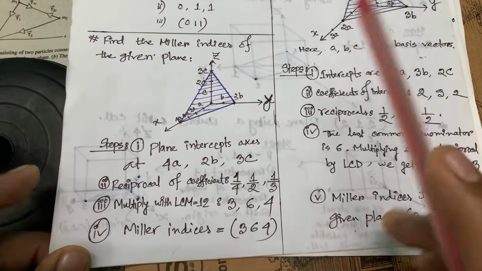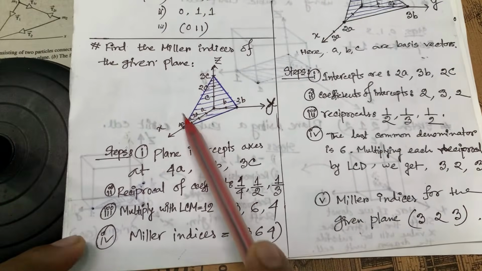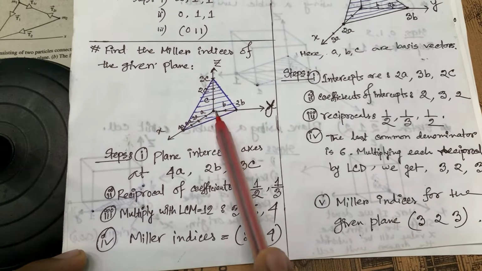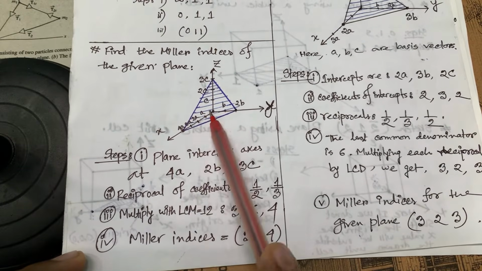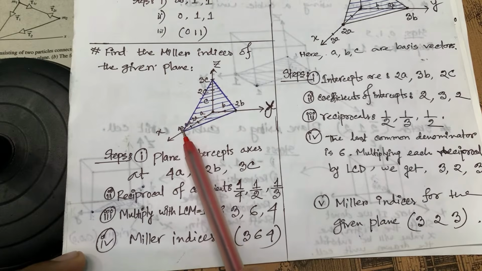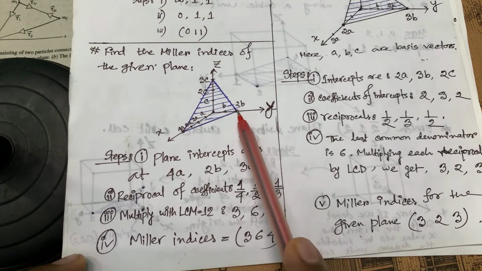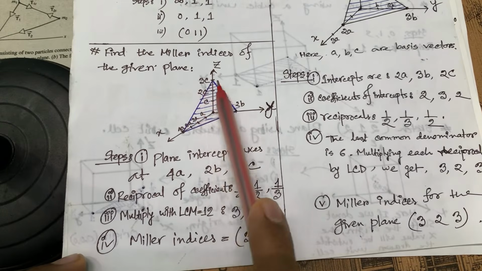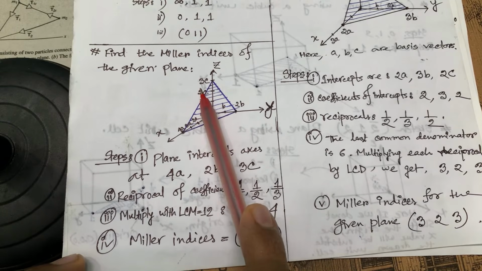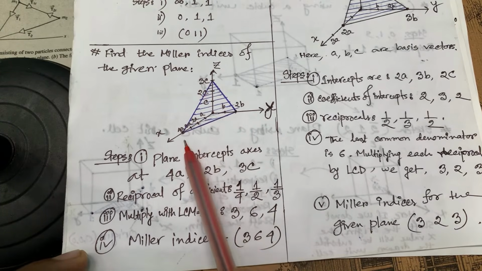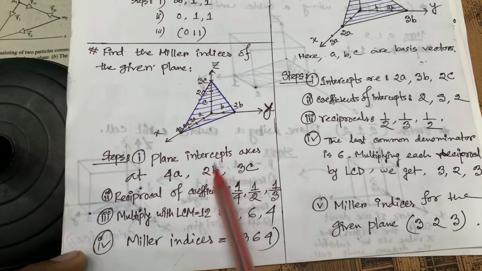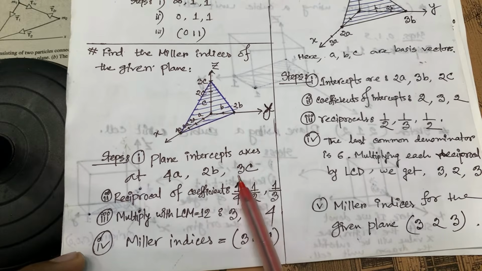Well, as for this problem, you have to find the Miller indices of the given plane. So you have a plane where the plane cuts x-axis at x equal to 4a, and y-axis at y equal to 2b, and z-axis at z equal to 3c. Remember, these are the intercepts. So x intercept will be 4a, y intercept will be 2b, and z intercept will be 3c.